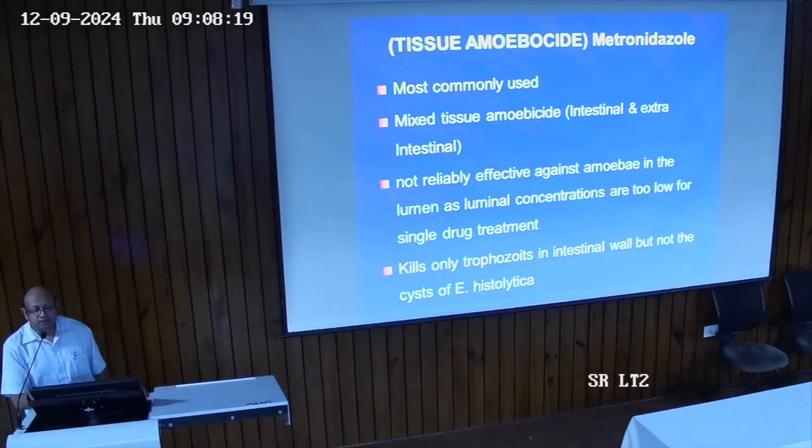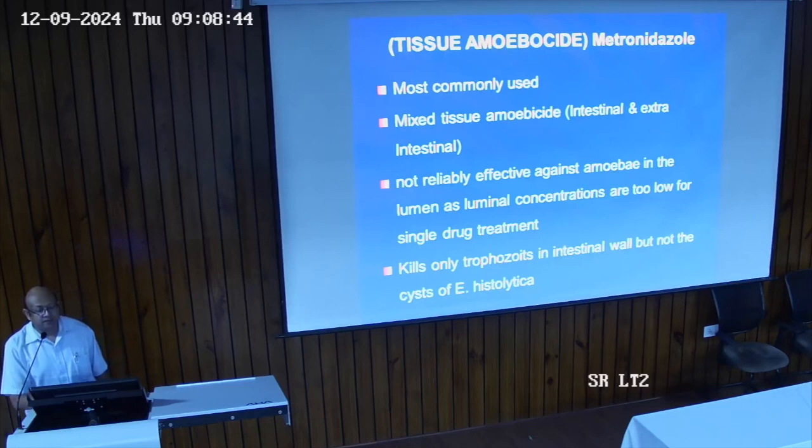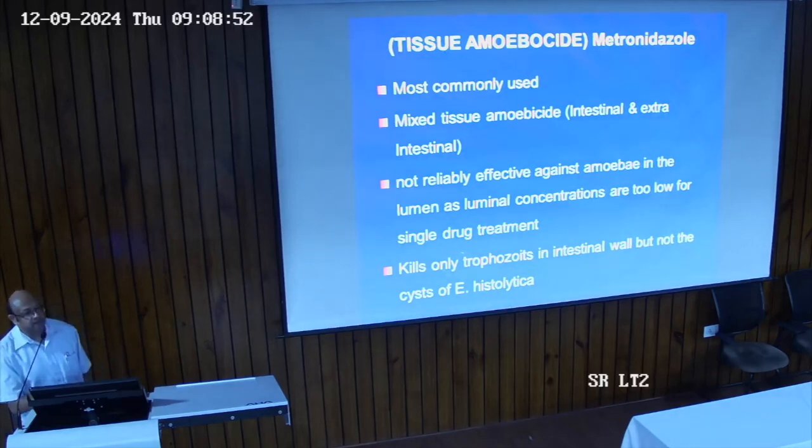So what do you see in the tissue amoebicide? That is metronidazole, which is given. It is the most commonly used drug. Mixed tissue amoebicide, affecting both the intestinal as well as extraintestinal area. Not reliable, effective against amoeba in lumen, as luminal concentrations are too low for a single drug treatment. So metronidazole is very commonly used, and it is only going to kill the trophozoite phase, that is the T phase. It is not going to kill the cyst phase.